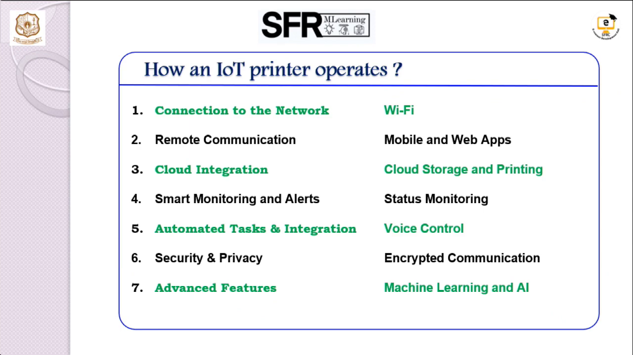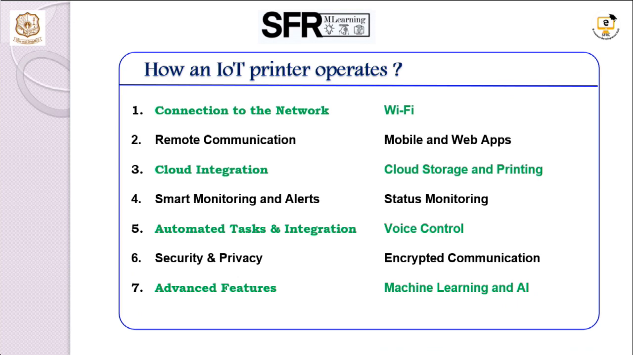Next, we need cloud storage. Cloud storage is nothing but it will store our printing jobs and later on we could use them whenever needed. And the important advantage of an IoT printer is status monitoring, that is the ink level and the paper level of the printer. So it can be easily monitored with the help of an IoT printer. And also we can customize, otherwise we can control the IoT printer with the help of voice enabled systems like Alexa and other devices.